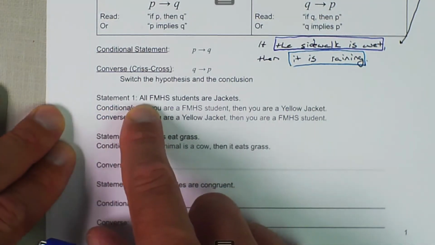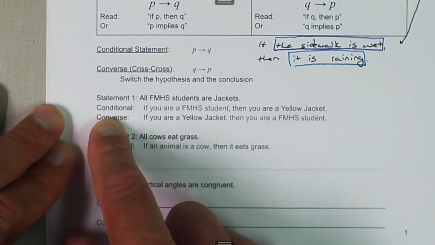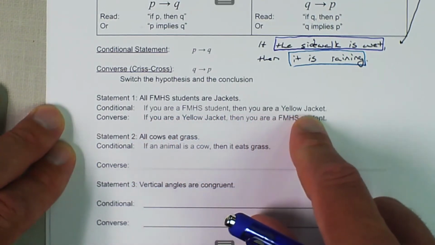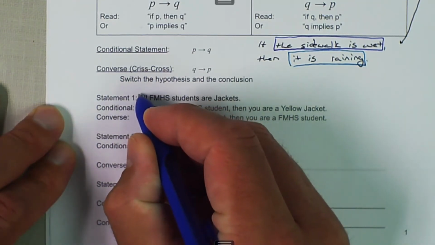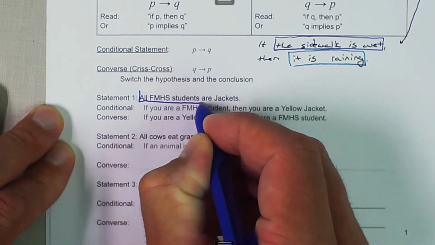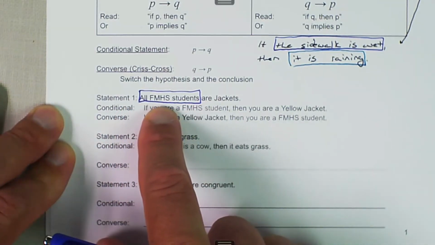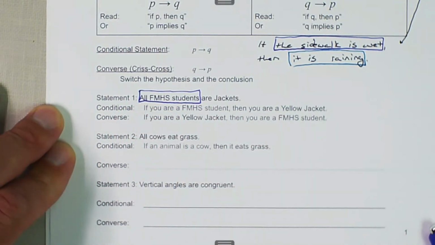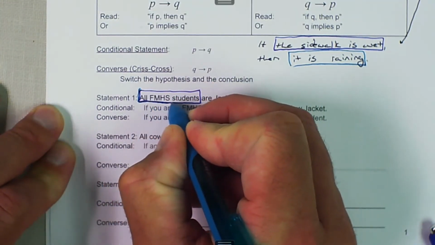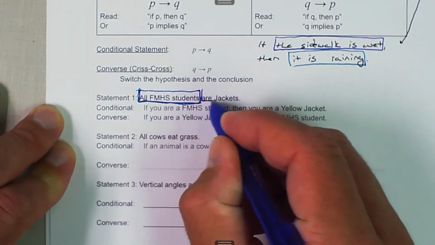Statement number 1, all FMHS students are yellow jackets. Conditional: if you are an FMHS student, then you are a yellow jacket. So the hypothesis, or the condition, we're talking about FMHS students. The conclusion, oh, I circled that in the wrong one. This one should be in the green. So if you were doing colors, that should be green, and this one should be blue.